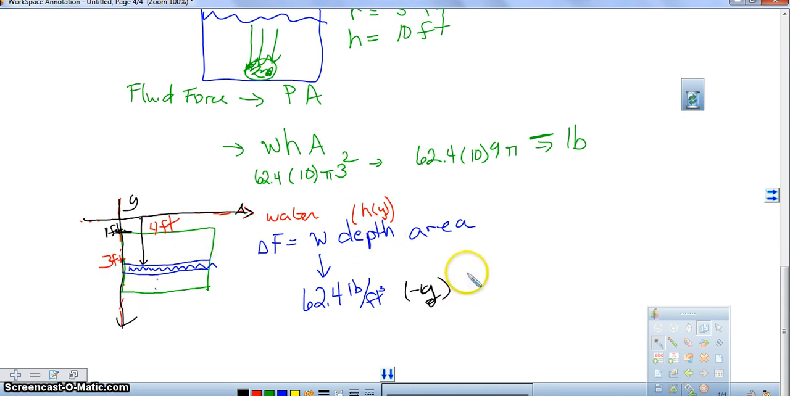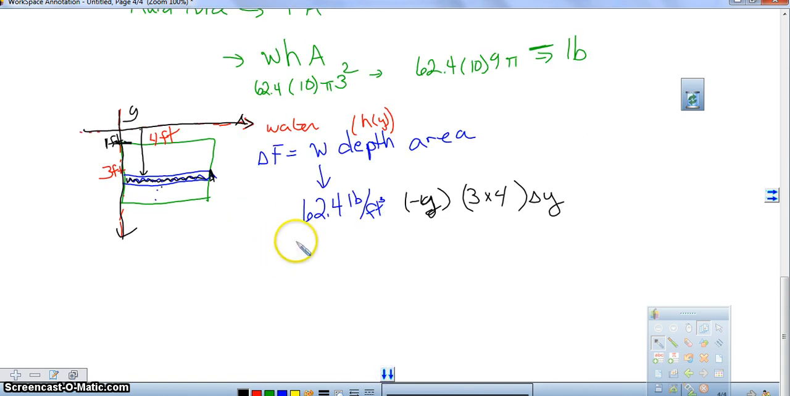Okay, so the area of this, and this one I like because it's a rectangle, so it's easy, it doesn't change. No matter where I draw this little representative rectangle, if I drew it here, or down here, the area of that stays the same. It would be 3 times 4, and if I'm talking about surface area, you would also have to include its height, which would be delta y. So I'm going to integrate. Now I have my function. I have 62.4 times negative y times 12 times dy.